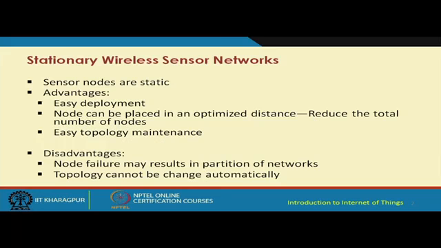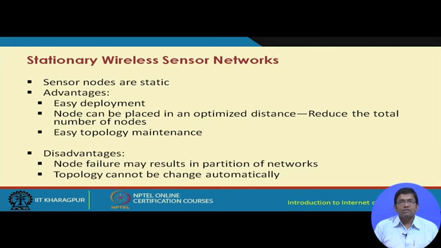So let us first look at the static variant. Sometimes it is also known as the stationary sensor network. Here, as the name suggests, the nodes are stationary or static. So they do not move. Once deployed, they will maintain their positions at later instants of time as well. The advantage is that it is easier to deploy sensor nodes in a stationary sensor network. The nodes can be placed in an optimized manner. Then the maintenance of the topology is easier, and so on and so forth.